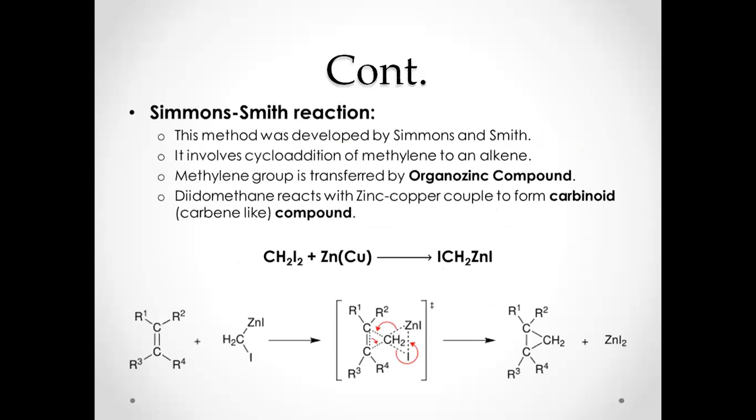Then the Simmons-Smith reaction. This method was developed by Simmons and Smith, so it is named the Simmons-Smith reaction. In this reaction, first the methylene group is transferred by an organozinc compound. Diiodomethane reacts with zinc-copper to form a carbenoid, a carbene-like compound. Then this carbene-like compound will react with an alkene. Here a transition state forms. Then this transition state converts into cycloalkane with the removal of zinc iodide.